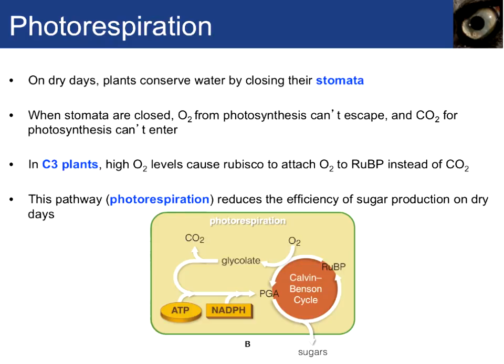So in C3 plants, high O2 levels cause rubisco to attach oxygen to RuBP instead of carbon dioxide. Remember, in the Calvin-Benson cycle, we want to attach the carbon dioxide to RuBP. But if there's too high a concentration of oxygen, rubisco can't tell the difference between the oxygen and the carbon dioxide, and so it attaches the oxygen instead. Unfortunately, this pathway is called photorespiration. This reduces the efficiency of sugar production on dry days because glucose can't be produced from oxygen. It needs carbon dioxide.